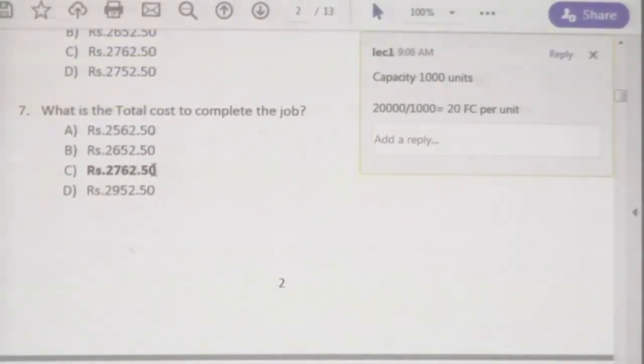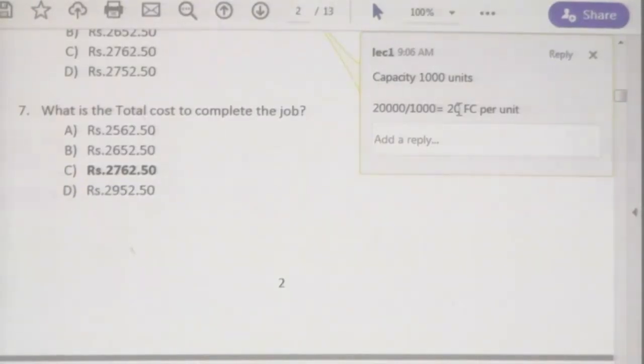Very important point to learn. Direct cost will be taken directly to the number of units you are going to produce, which is 10 units, but fixed cost need to be considered by dividing total fixed cost by the capacity, that is 1000 units. That's how we have calculated fixed cost per unit. Thereafter, we have multiplied this 20 by 10 since our job consists 10 units. I think you got the idea.